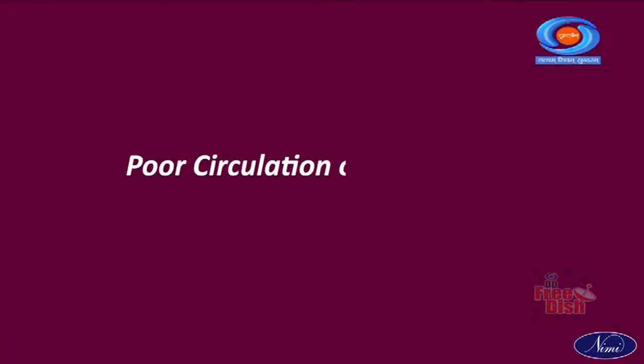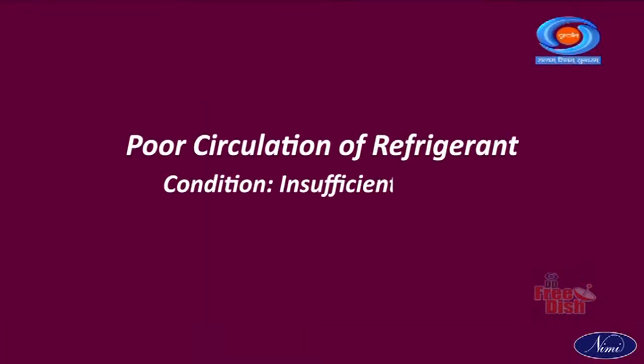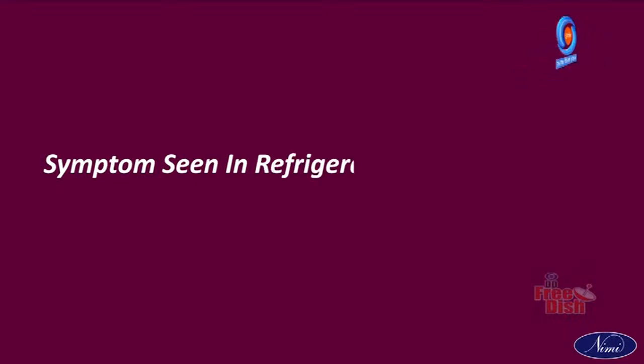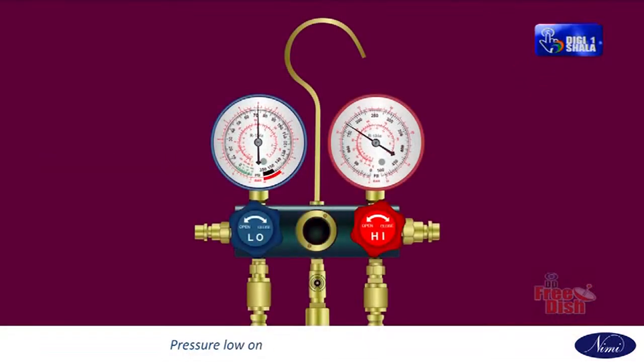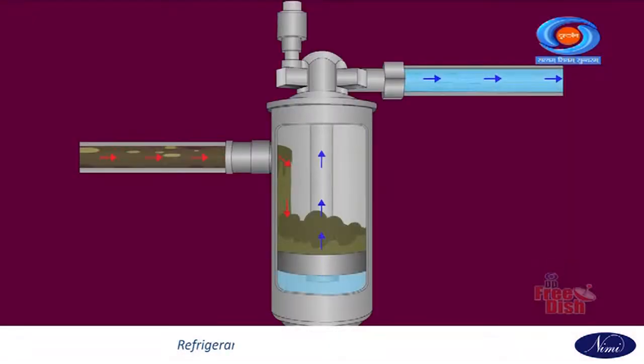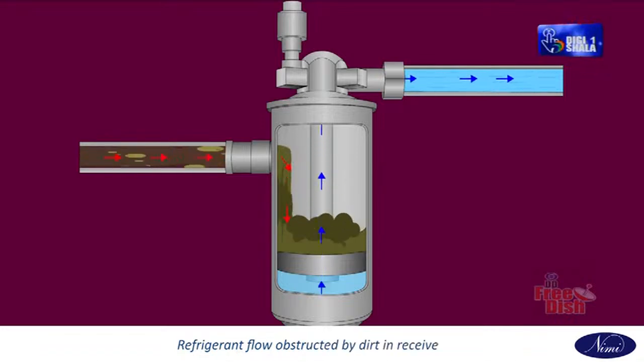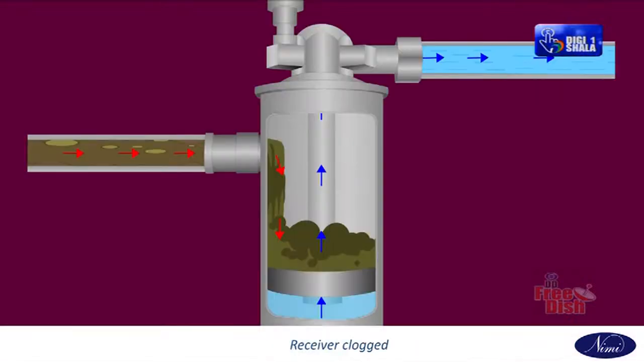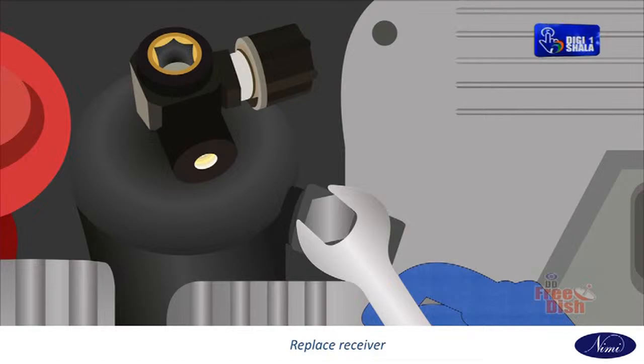Poor circulation of refrigerant. Condition: insufficient cooling. Symptoms seen in the refrigeration system: pressure low on both low and high pressure sides. Frost on tubes from receiver to unit. Probable cause: refrigerant flow obstructed by dirt in the receiver. Diagnosis: receiver clogged. Remedy: replace receiver.